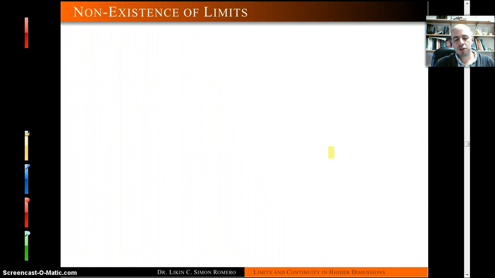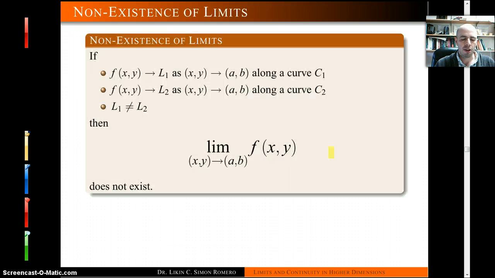The next thing that I want to show you is the non-existence of limits. There is a way that we can prove that a limit does not exist in functions of two variables, and it's going to be more or less the same idea as when we have a single variable. If you can find two ways that you can approach AB with two different curves that give you two different limits, then the limit is not going to exist.